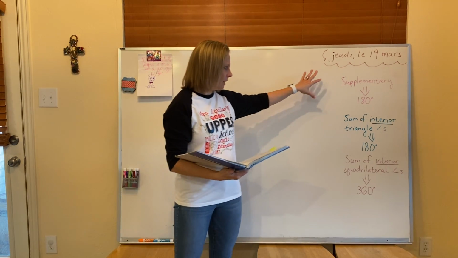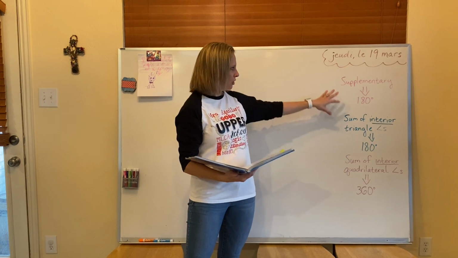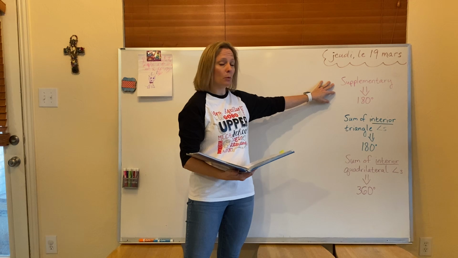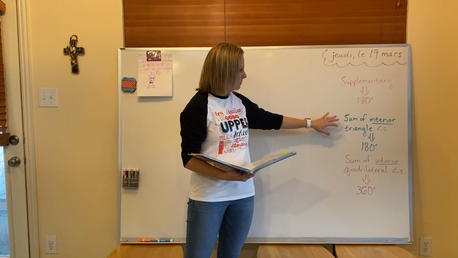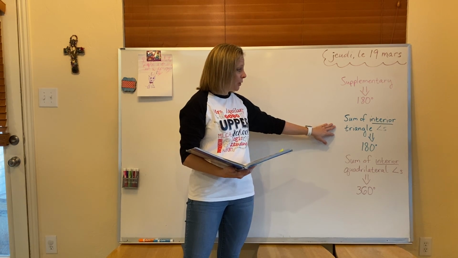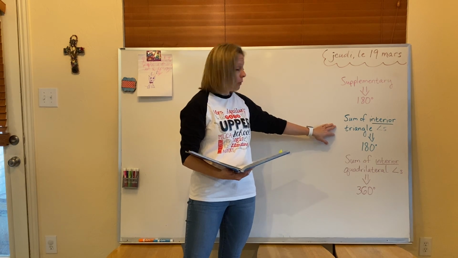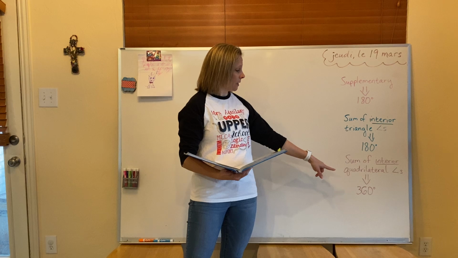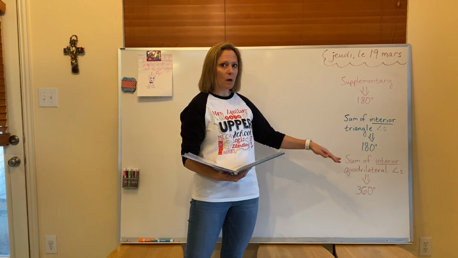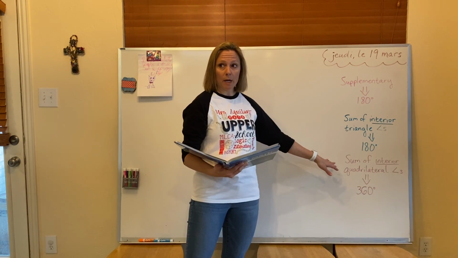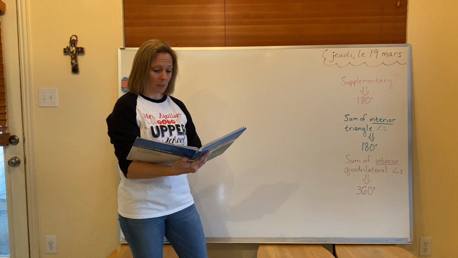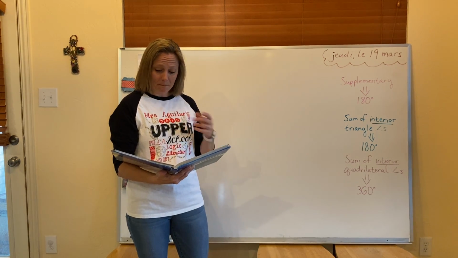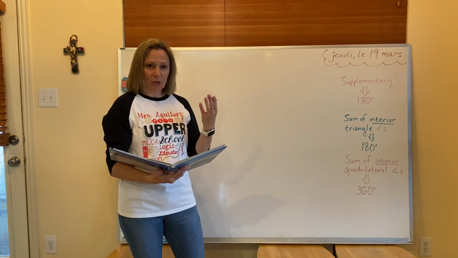And over here on the side I've written some important information from this lesson. Remember, supplementary angles equal 180. The sum of interior angles of triangles will equal 180, and the sum of interior angles of quadrilaterals, all quadrilaterals, will equal 360 degrees. Okay, that's the basic gist of this entire lesson, but we also talk about the turns.